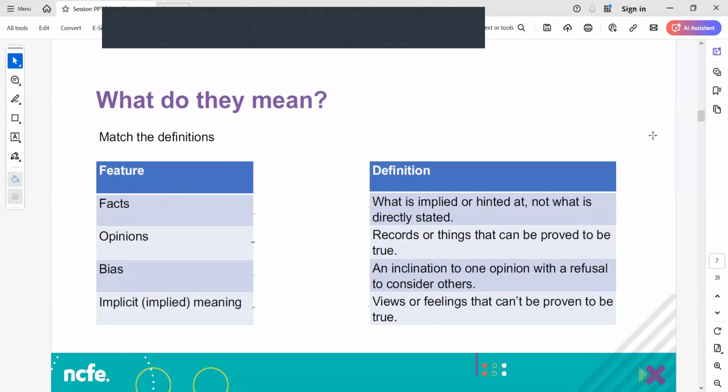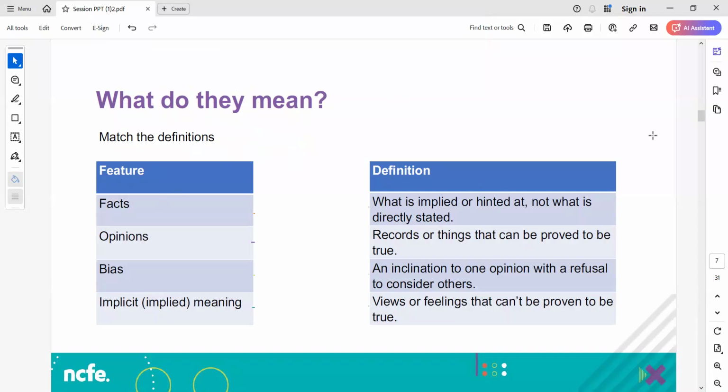Okay, so using what we have learned in the video, let's match the definitions to the feature. So facts, which one of those definitions describes a fact? Records or things that can be proved to be true. Yes, excellent, well done.